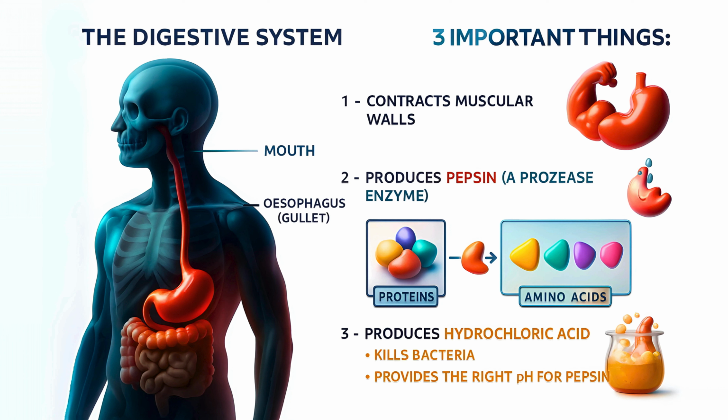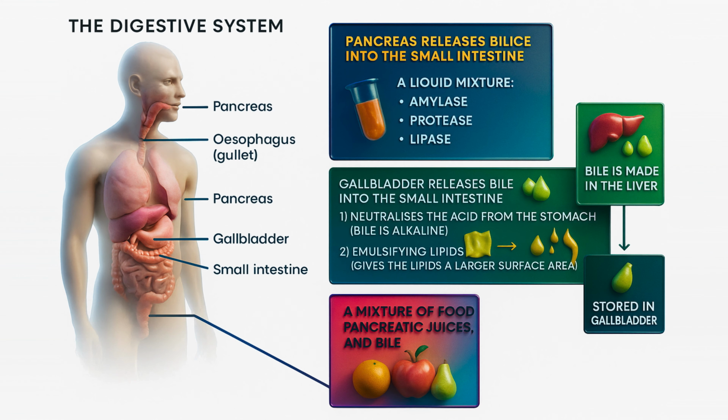After spending a few hours in the stomach, the now partially digested food is pushed into the small intestine, which is a long, coiled tube where most digestion and nearly all absorption take place. Before we look at the function of the small intestine in detail, we also need to consider two nearby organs that play a crucial role at this stage: the pancreas and the gallbladder.